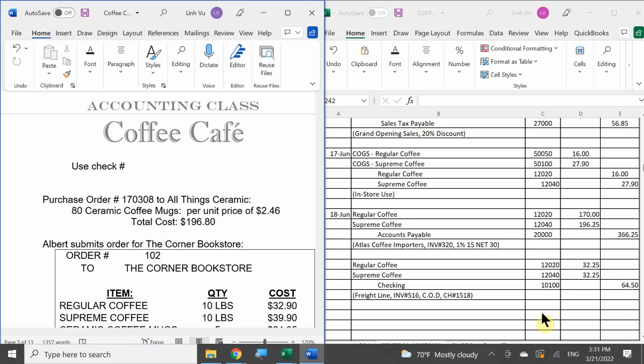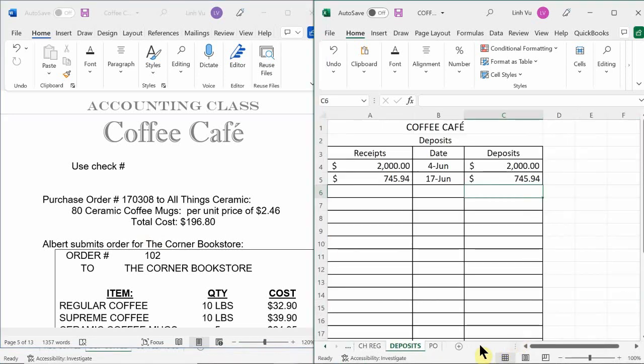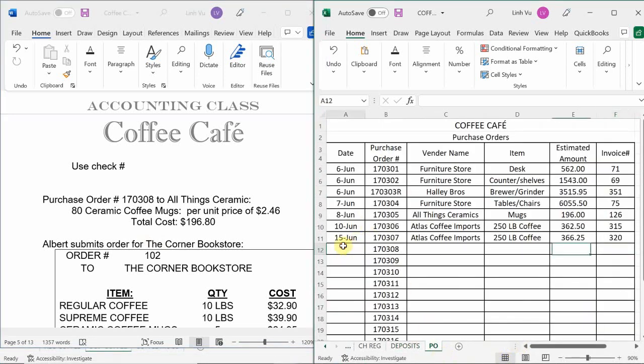Purchase orders? That's correct, right? We don't journalize it, but we should put a note on it. So 618, right? We are purchasing from All Things Ceramics, okay? We are buying mugs, right? If you want to be specific, you could say 80 mugs, okay? So I can change that to 80 mugs. How much are those mugs going to cost me? $196.80.